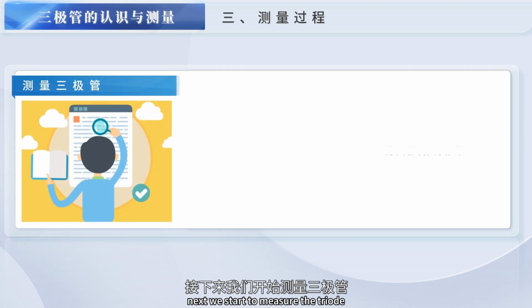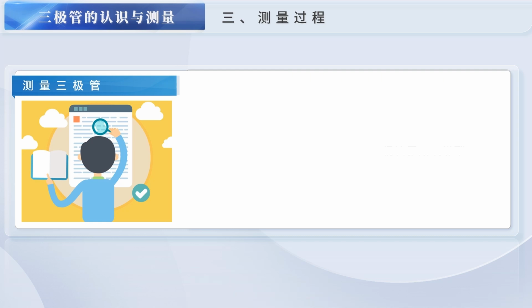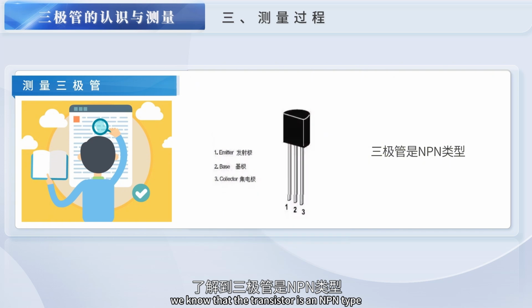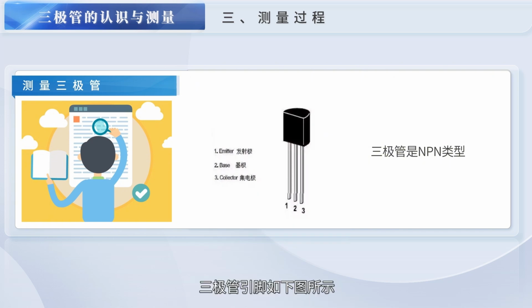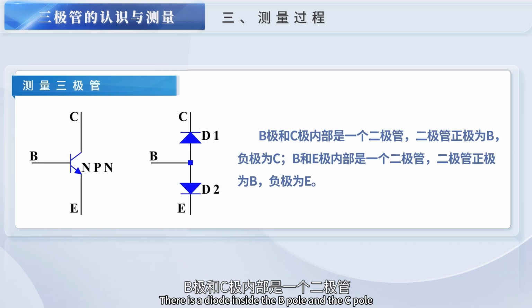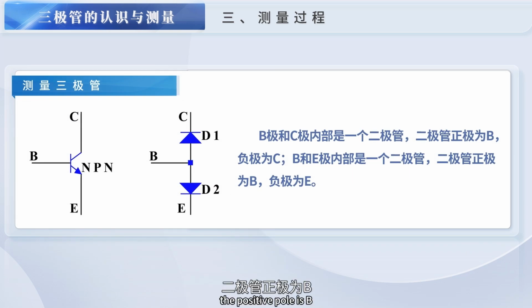Next, we start to measure the triode. Measuring a triode is divided into 3 steps. First, by referring to the triode manual, we know that the transistor is an NPN type. The pins of the triode are shown in the figure. There is a diode inside between the B pole and the C pole. The positive pole is B, and the negative is C. The internal of B and E is a diode. The positive pole is B, and the negative pole is E.